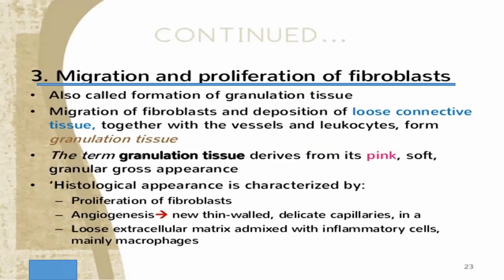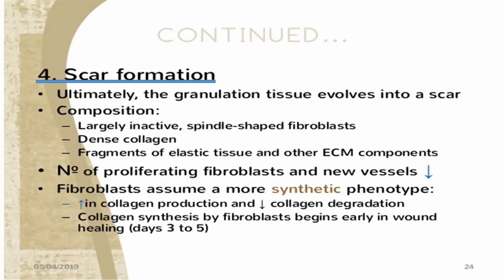The third step is the migration and proliferation of the fibroblasts, also called the formation of granulation tissue. Migration of the fibroblasts and the deposition of loose connective tissue together with the vessels and the leukocytes forms the granulation tissue. The term granulation tissue derived from its pink, soft, granular gross appearance. In the histological appearance, there is proliferation of fibroblasts, angiogenesis, and loose connective tissue matrix admixed with the inflammatory cells, mainly the macrophages.